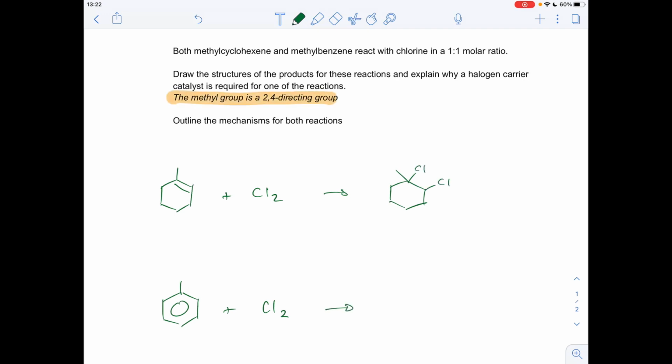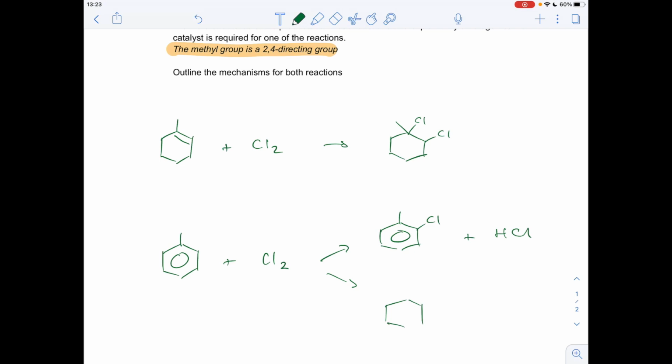So for the second one, we've got to bring in the information that I've highlighted there. The methyl group is a 2,4 directing group. So there are actually two possible products. So I'll go for a split arrow instead. Okay, so we'll go up here with the 2-chloro product. So the methyl group's going to stay on, but we're going to get a chlorine there, and that would be HCl as the other product. And the other possible product's obviously the 4-chloro option, and we would get HCl again.